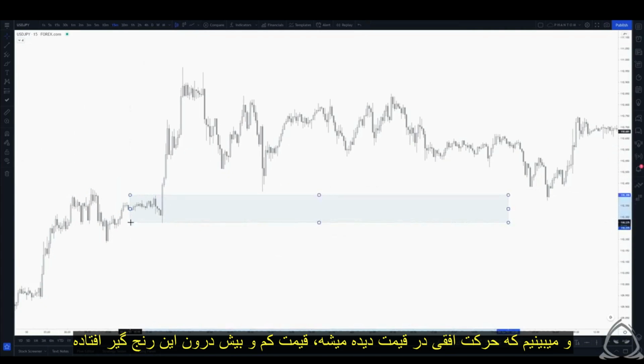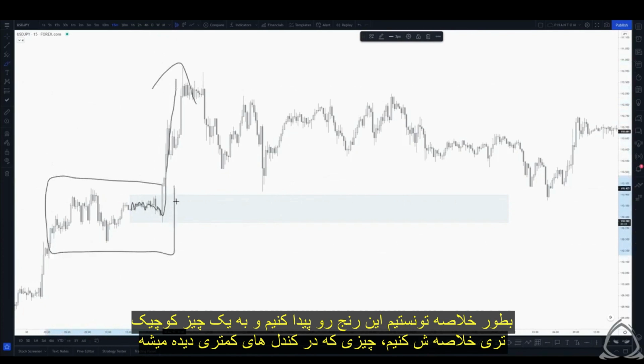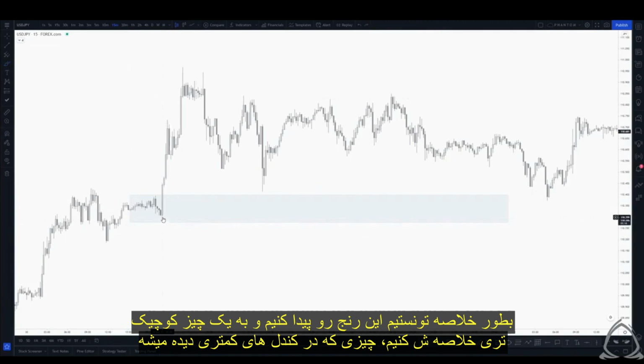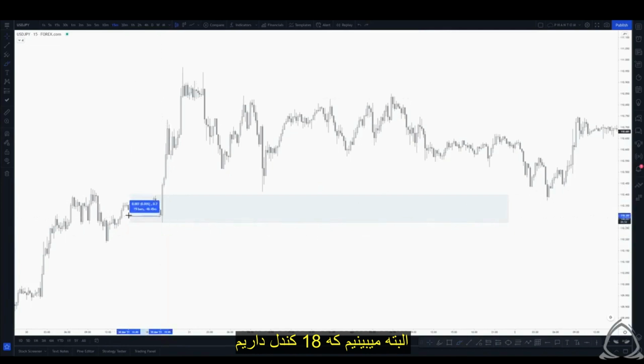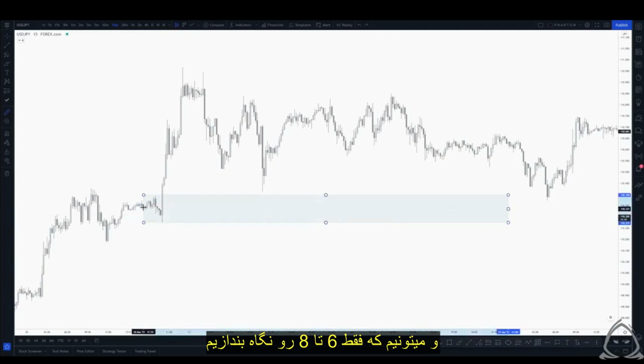And what we can see is we do have a sideways correction in price. We have price that's trapped more or less within this range of price, and then we get an expansion to the upside. Basically what we've been able to do is take this entire range and simplify it to something a little bit smaller, something that's a little bit more conceptualized into a smaller amount of candles. Although again, if I just move my bar, we have about 18 bars. We're really only concerned about 6 to 8.